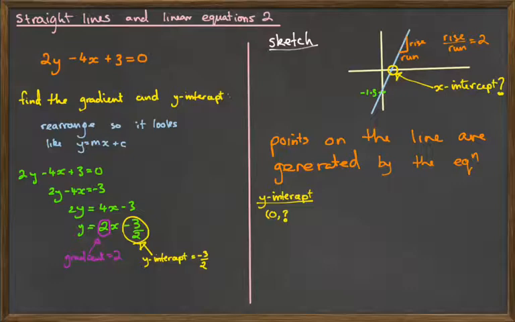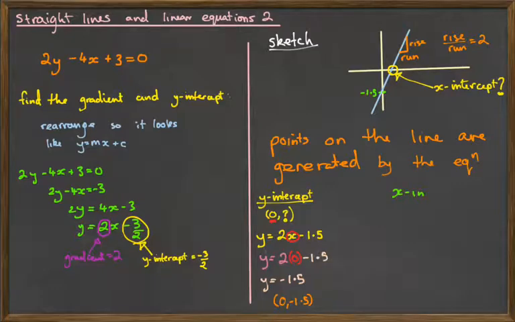For this particular question, the y-intercept coordinate is 0, minus 1.5. But we definitely know that the x-coordinate is 0. So if we know that the x-coordinate is 0, we could substitute that into our linear equation. So we know that y is equal to 2x minus 1.5, but we know x is 0, so y equals 2 times 0 minus 1.5. So when x is 0, y must be minus 1.5. Okay?